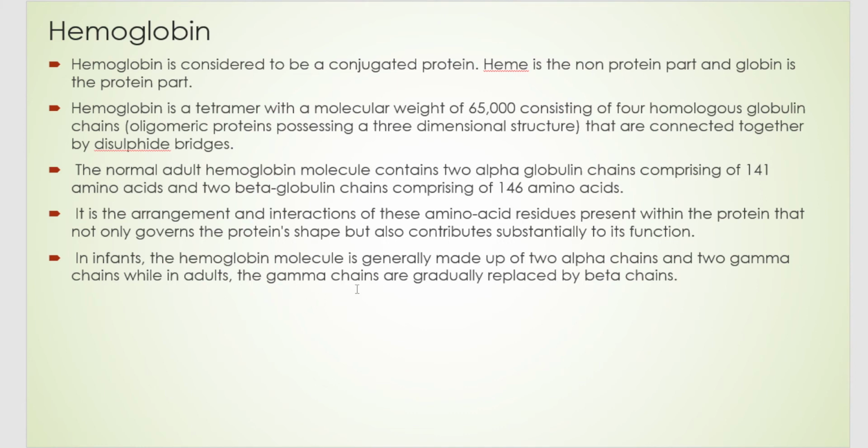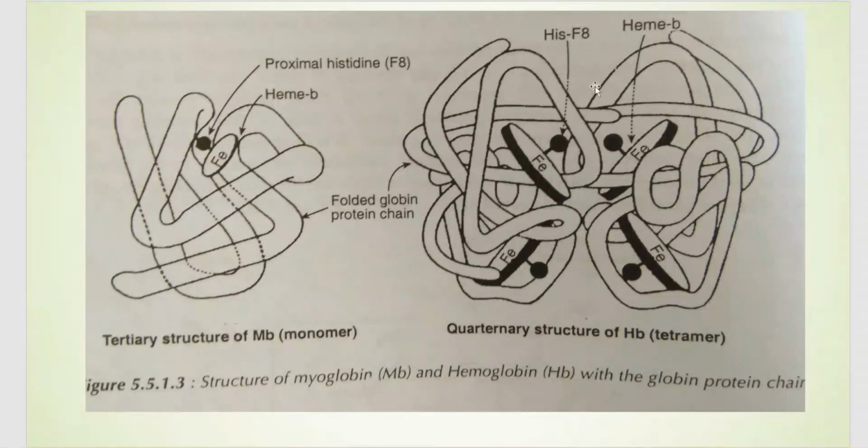Once they grow up, the gamma chains are gradually replaced by beta chains. As they grow up to be adults, their gamma protein chains are replaced by beta chains, and the arrangement of these amino acid residues present in the protein is responsible for the shape and the function of the protein, that is this hemoglobin. How these chains are arranged together and how they interact are responsible for the structure and the function of this protein.